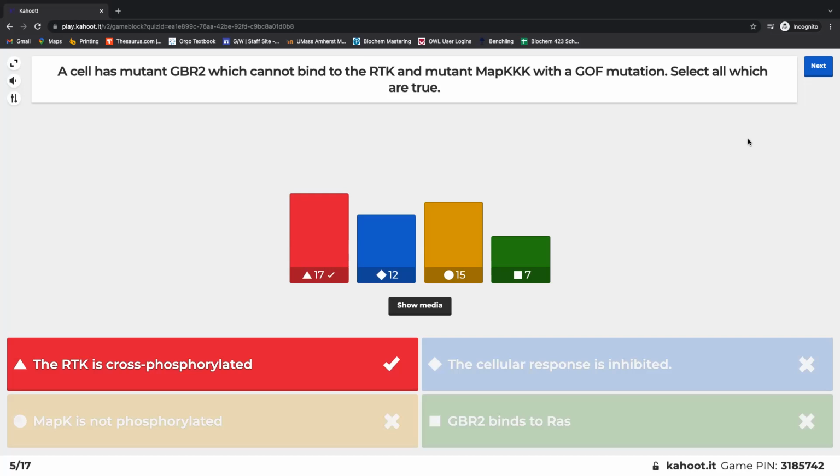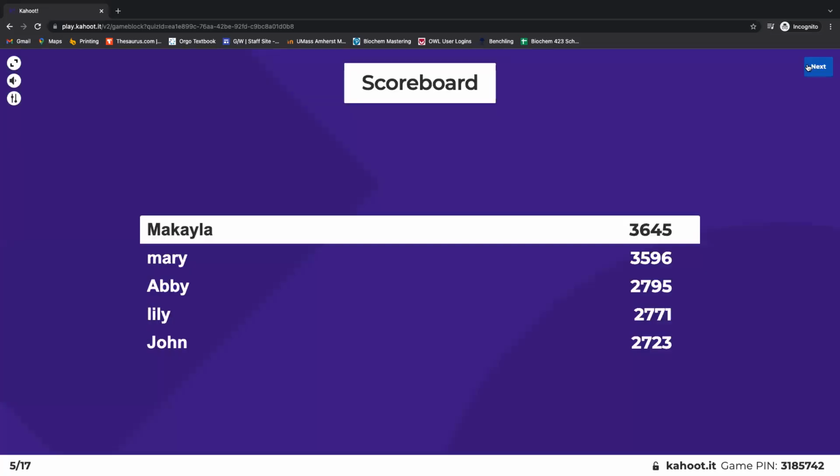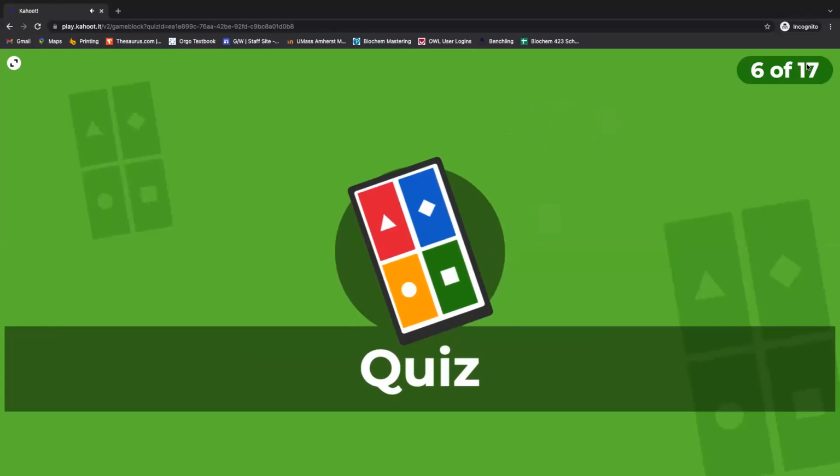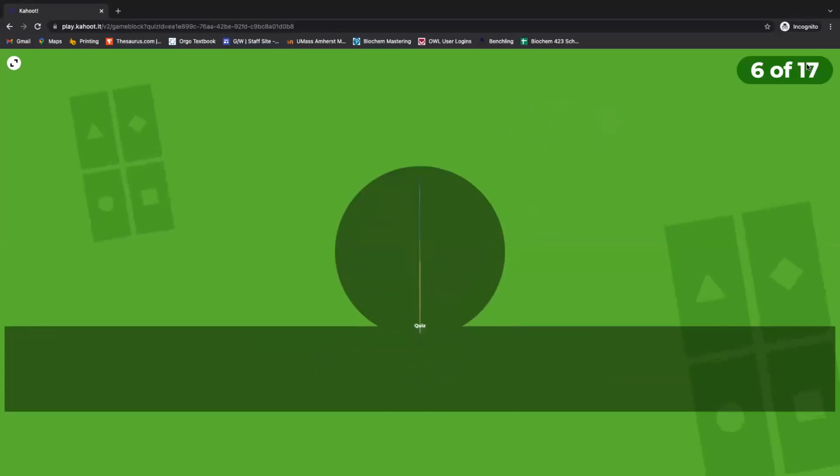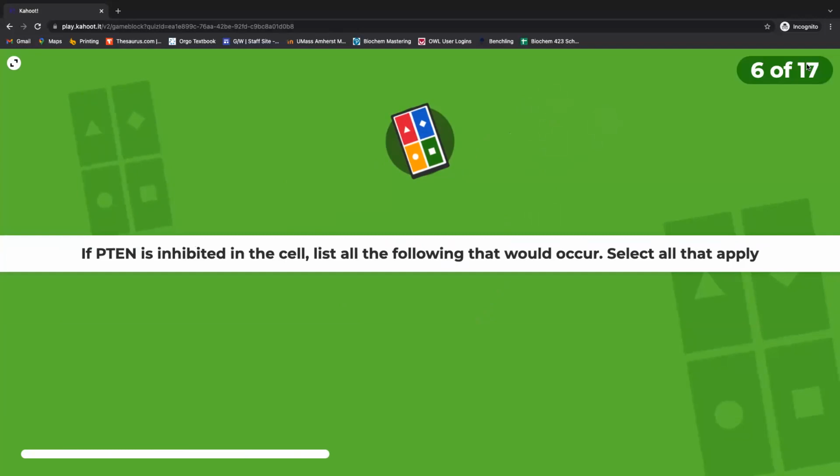So if we swap MAPK with MAP3K, then MAP3K would not be phosphorylated. Right, it's whatever comes upstream of this gain of function mutation. There's a lot of questions like these, by the way.